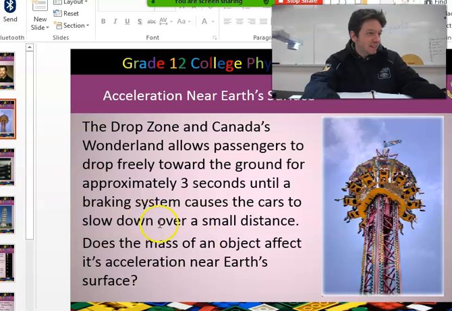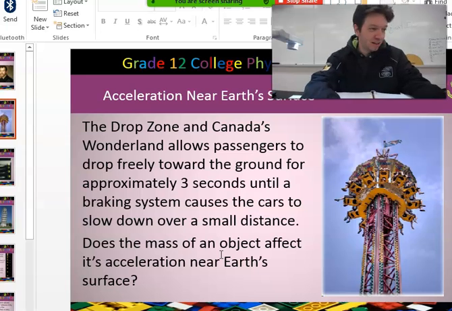But my question is, does the mass of an object affect its acceleration near Earth's surface? So take a look at Drop Zone. In this case, do the number of passengers affect how quickly it accelerates down when it's released? It's a tricky question to think of.